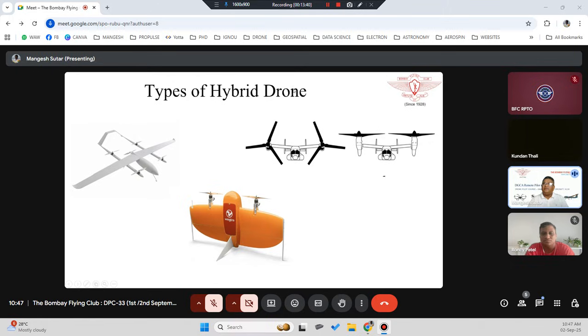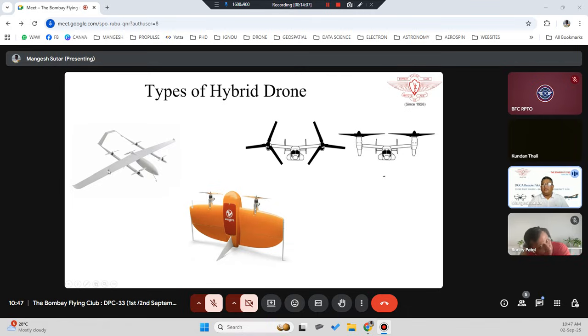So basically, if you see, hybrid drones are already 5 motors. Then you saw a drone with 4 motors where it transitions from vertical to horizontal. And then we have a hybrid drone which has only 2 motors where the entire structure transitions from vertical takeoff to level flight. So these are different types of hybrid drones available, and each has its own advantages and disadvantages.